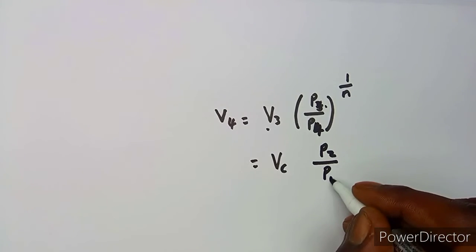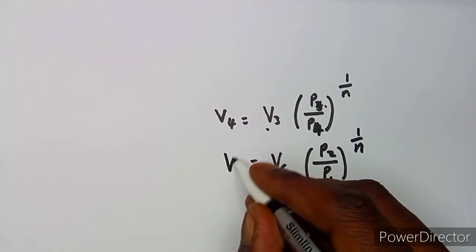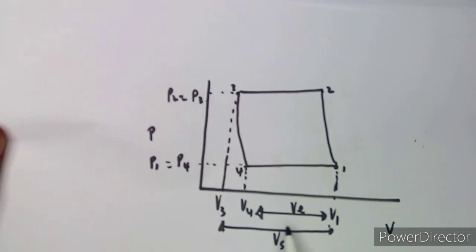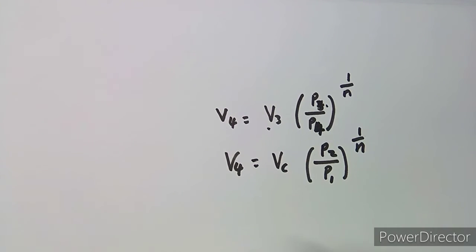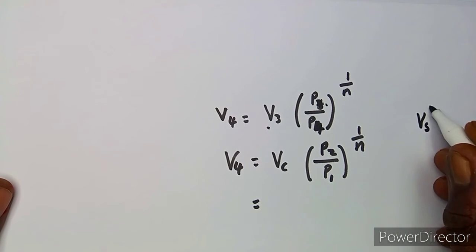P2 over P1 to the exponent of 1 over n. So that's your V4. Remember our V4, we said this is the difference, V1 minus V4, which gives us VE. We shall talk about this later on, but let us just have this. Everything, make sure it's in terms of what?